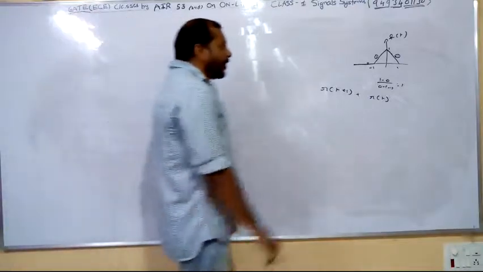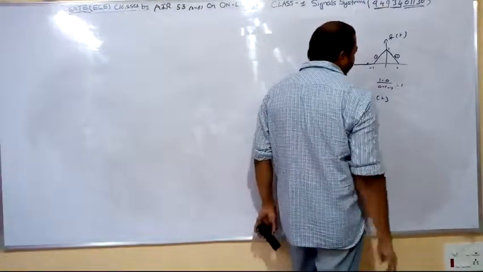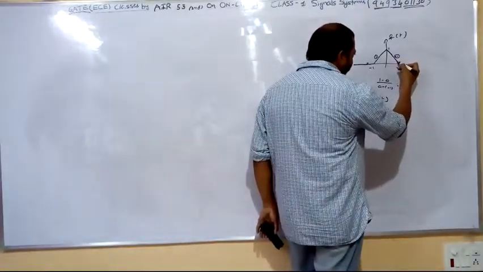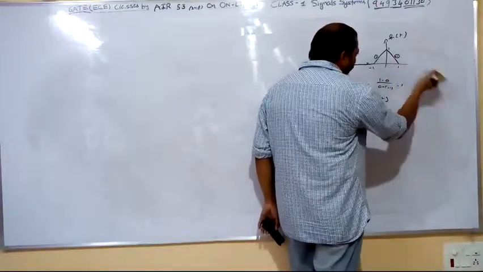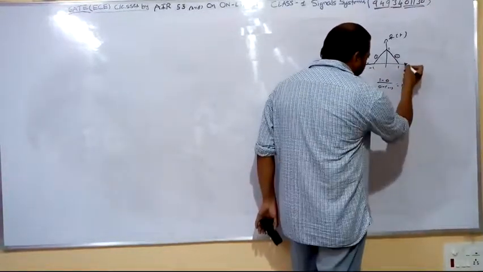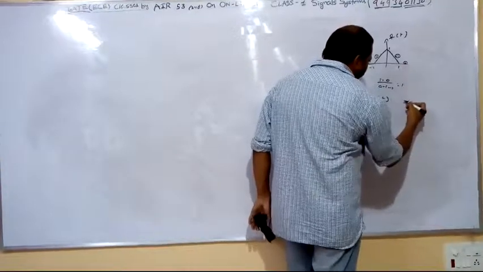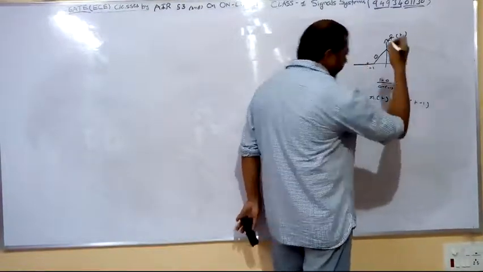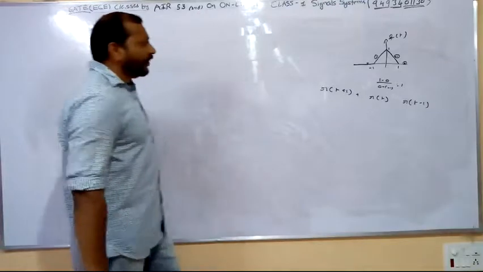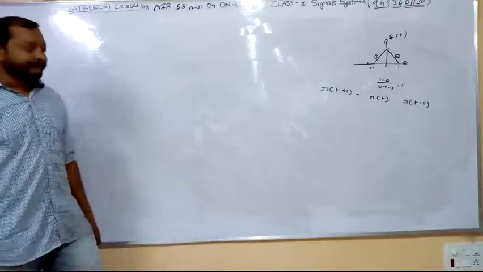First of all, I am writing the instances wherever the slope change occurs. Now here the slope is equal to minus 1 up to t is equal to 1. After 1, the slope is going to change to 0. So this instant also you have to consider, which is equal to r of t minus 1.